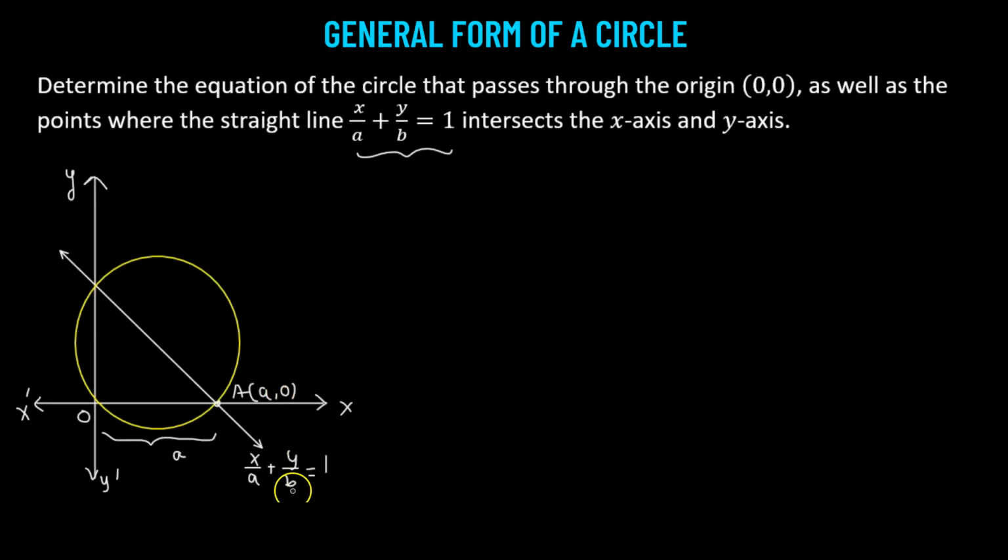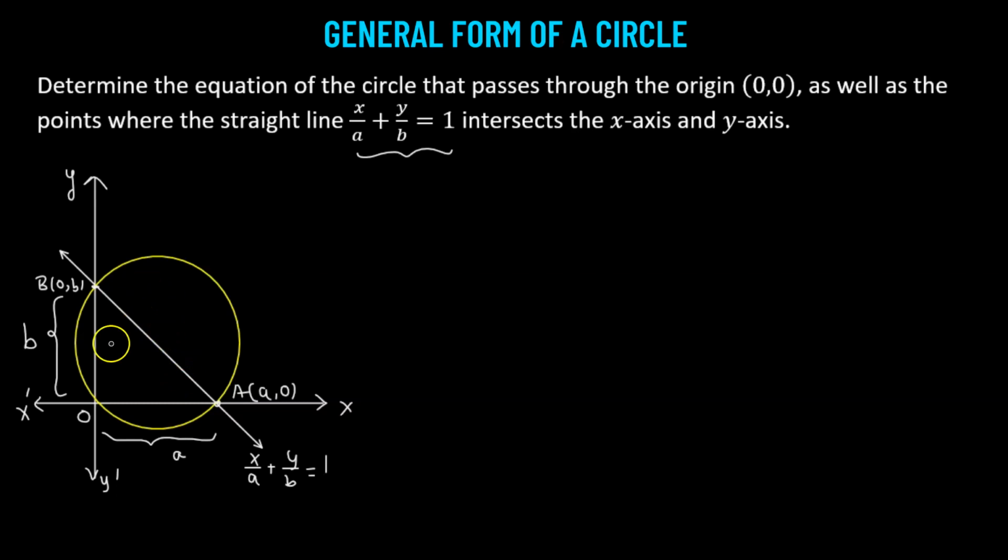The y-intercept is going to be b. That means this point, let's call it B, is going to have the coordinate (0, b), and the length OB is going to be b units. Now, the circle is also going to pass through the origin O. Our goal will be to find the equation of this circle.